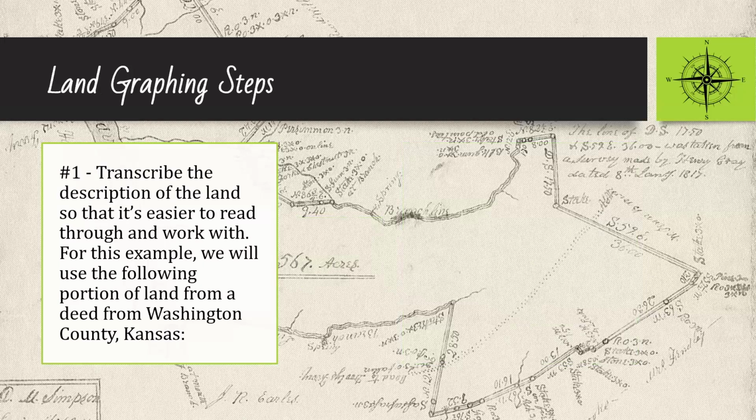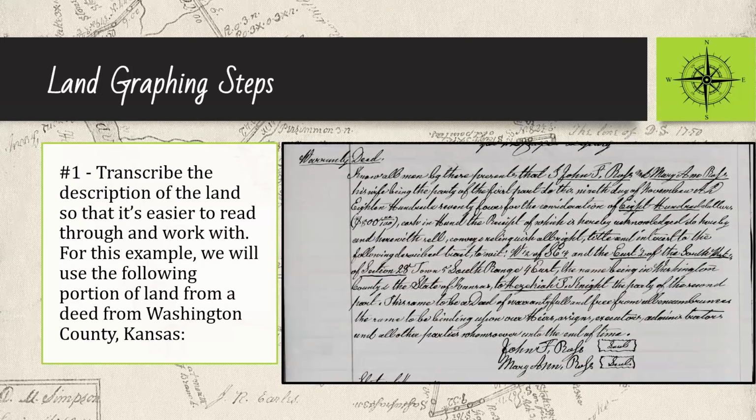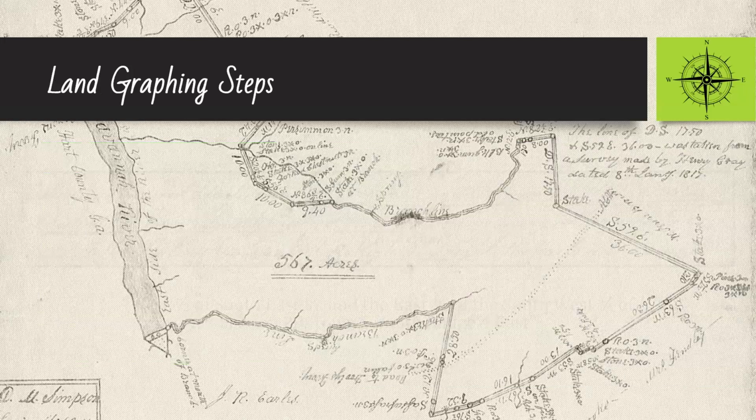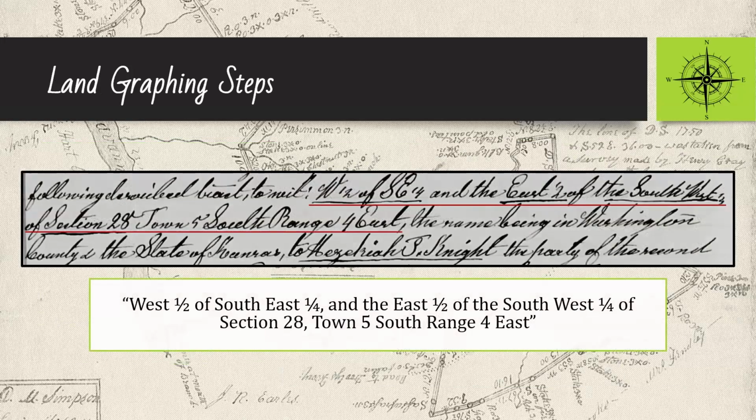All right, so we're going to start out transcribing again the description of the land so that it's easier to read. Here is a deed from Washington County, Kansas, which is where my ancestors hail from. If you notice, this is much shorter. It's just by nature a more truncated deed because the description doesn't need to be quite so long, which can be nice. So here we have the west half of the southeast quarter and the east half of the southwest quarter of section 28, township 5 south, range 4 east.